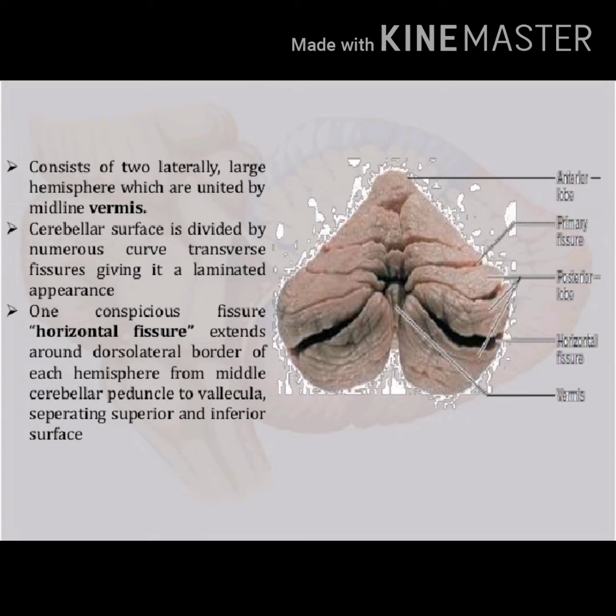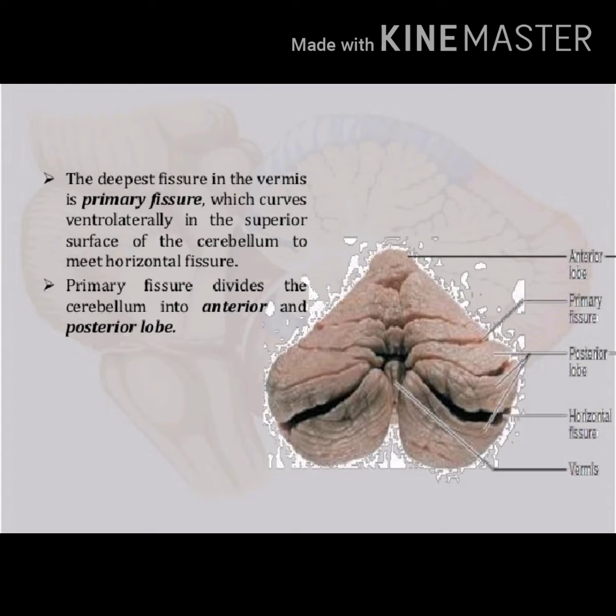Cerebellar surface is divided by numerous curved transverse fissures, giving it a laminated appearance. Around this, one conspicuous fissure, the horizontal fissure, extends around the dorsolateral border of each hemisphere from the middle cerebellar peduncles to the valvula, separating the superior and inferior surface of the cerebellum. Next, the deepest fissure in the vermis is the primary fissure, which curves ventrolaterally in the superior surface of the cerebellum to meet the horizontal fissure. The primary fissure divides the cerebellum into anterior and posterior lobes.